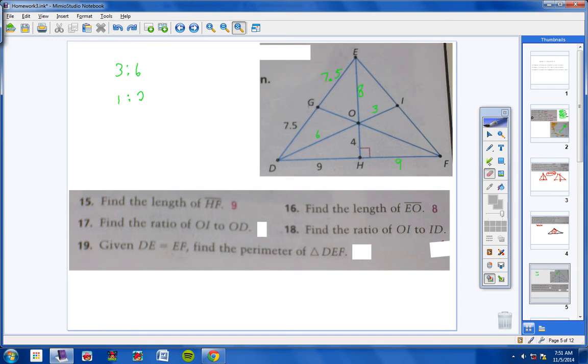Let's say this length here is 8. So this length over here would be 16. The ratio is still 1 to 2. 8 to 16, which reduces to 1 to 2.